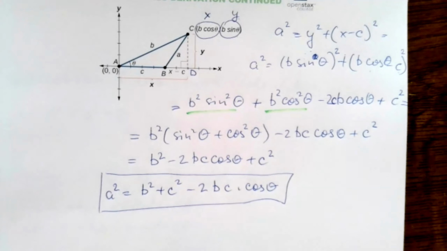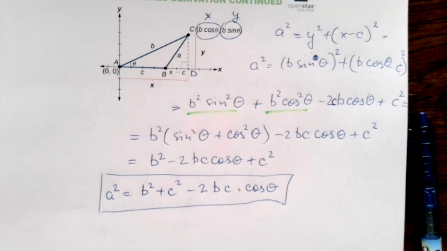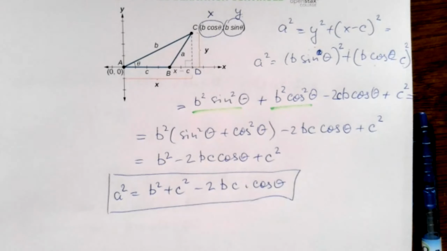In a similar manner, we can figure out the law of cosines for b squared and for c squared. They're going to be similar. So that's the derivation. Let's see how to apply it.